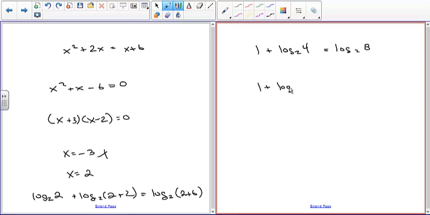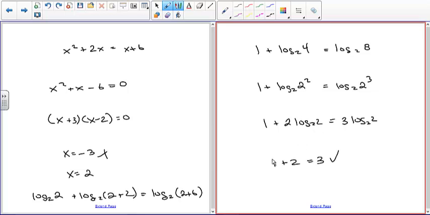But log base 2 of 4 is, this is 2 squared. This is 2 cubed. So you can bring those out. So it's 2 log base 2 of 2 is equal to 3 log base 2 of 2, but log base 2 of 2 is 1. So that works.